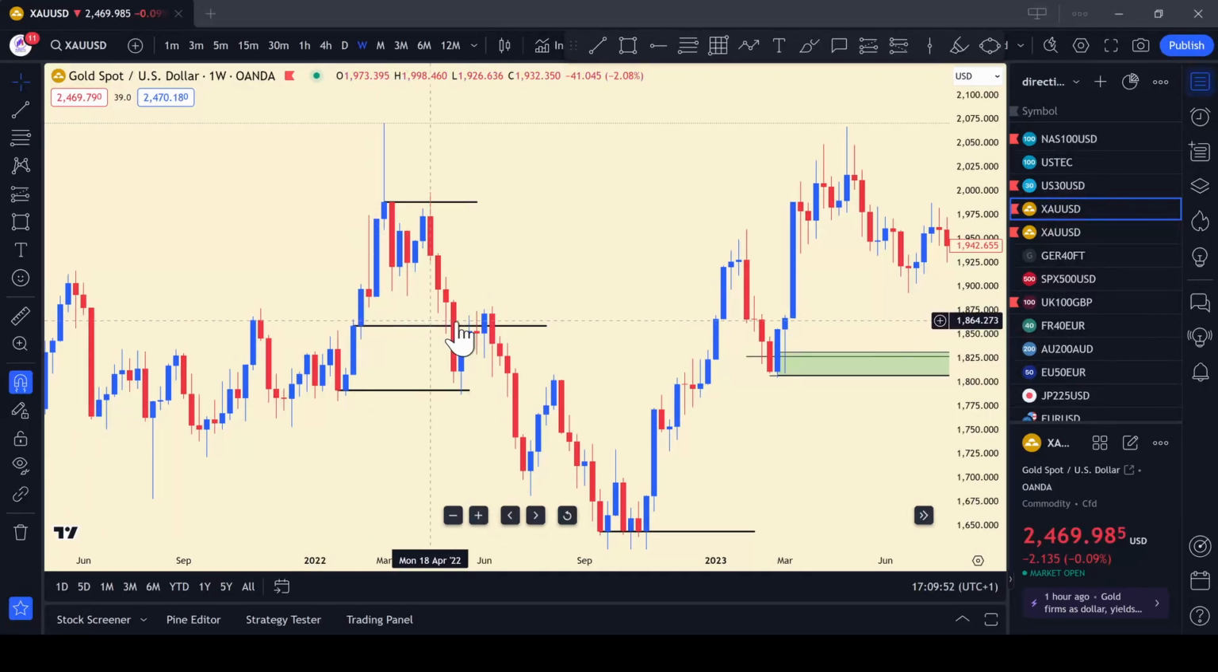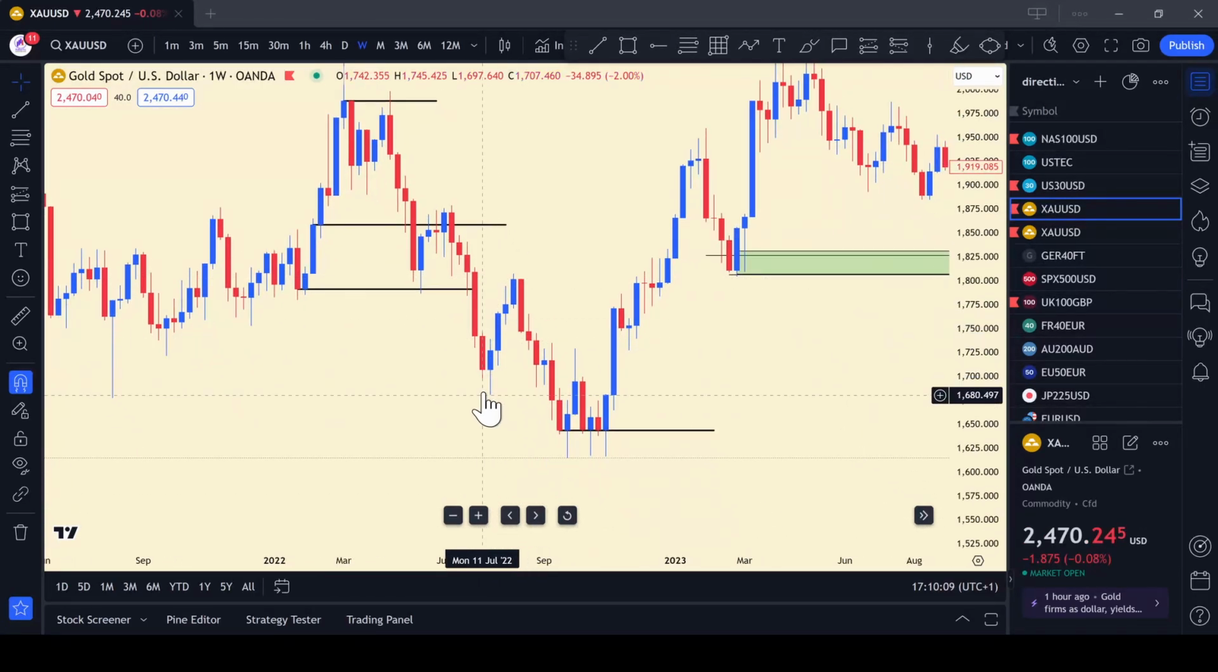So this supply is about to turn to demand. But what happened? There was no rejection. Price closed below, and then we continue going lower. Same thing. Price came back to that level. You can see it rejected. All right. But eventually it gave way.